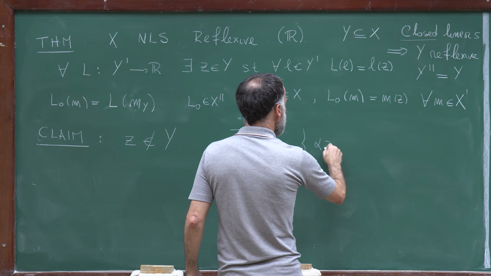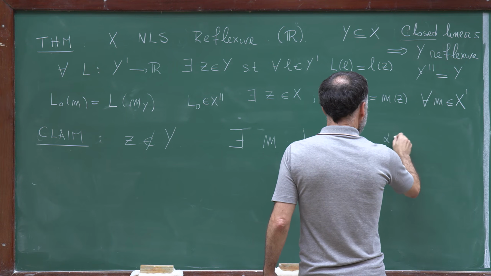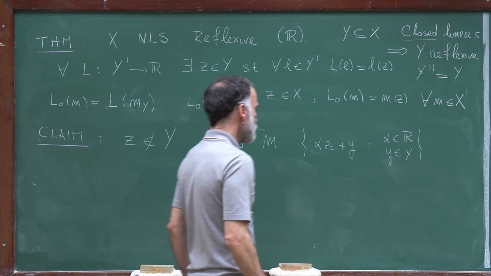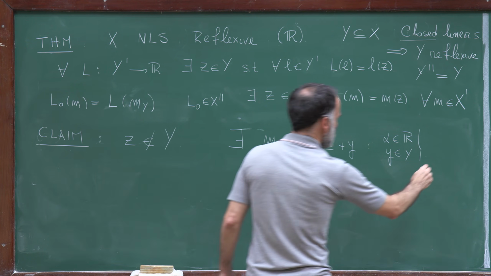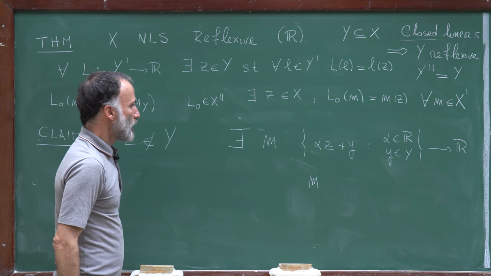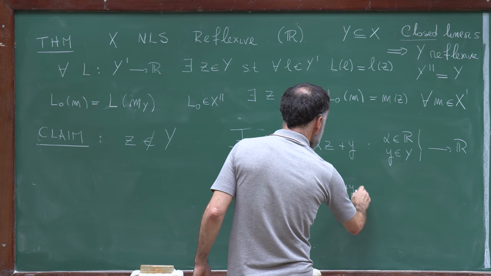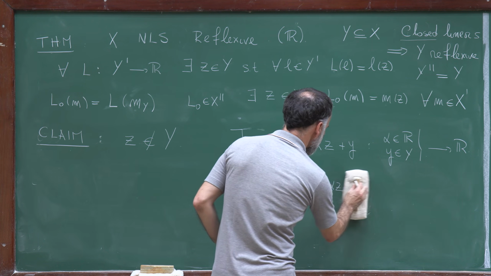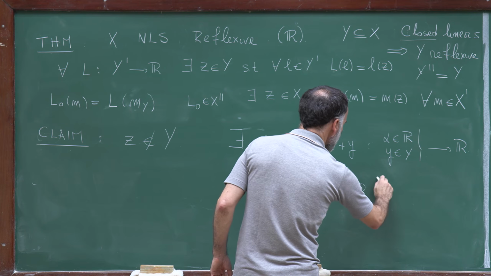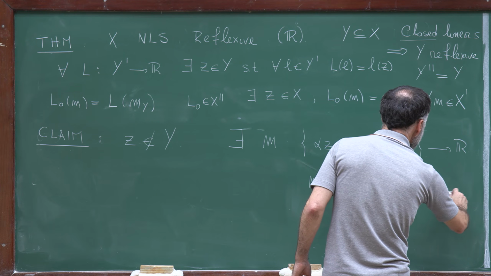So the space of alpha z plus y, where alpha is a real number and y is an element of Y, such that M of alpha z plus y... so what I want is that, well, let me write it in the following way. M vanishes on Y. So M of y is equal to 0 for all y. But M of z is different from 0.